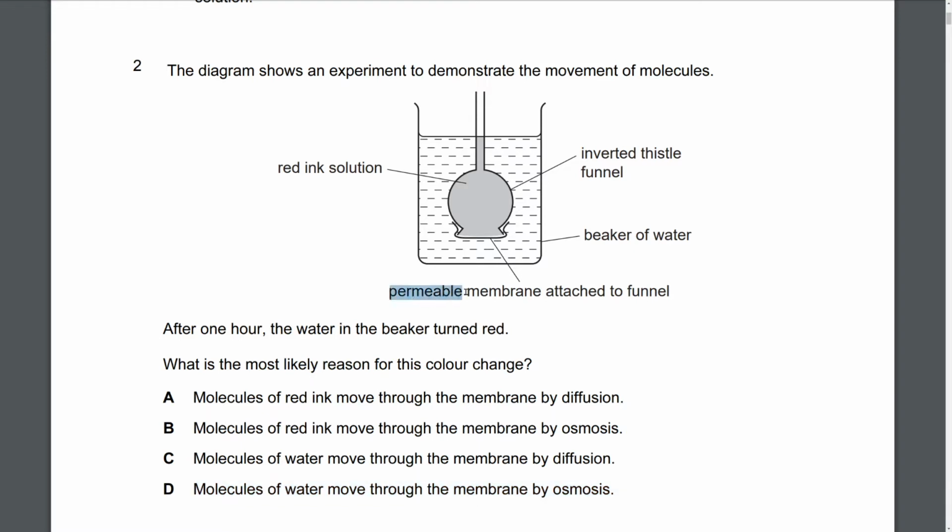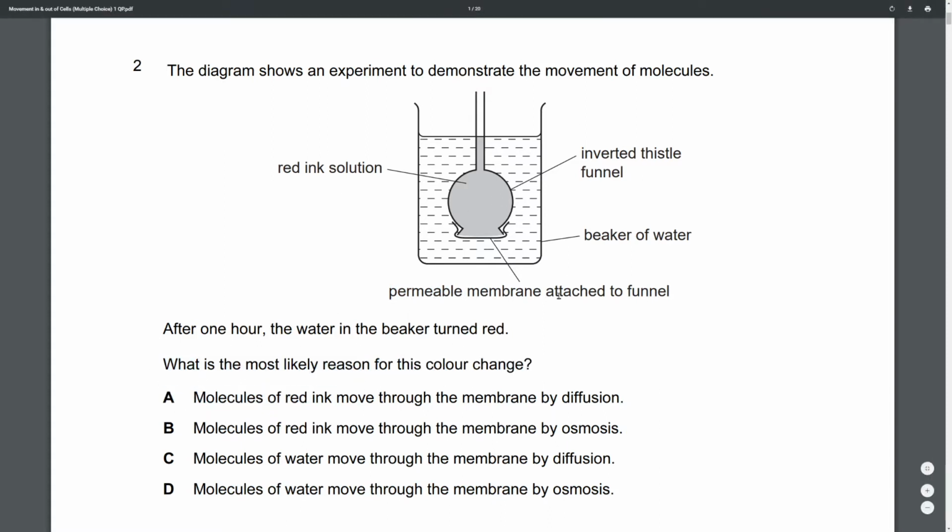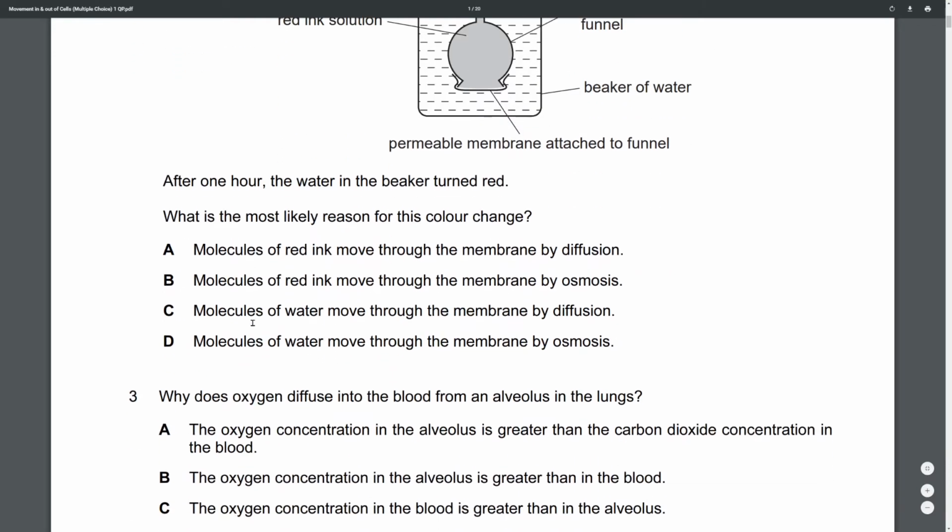But in this case, it says there is a permeable membrane, so you want to always read the question. And this would be A. Molecules of red ink would move through the membrane by diffusion. Why through the membrane? Because it says the beaker turns red after 1 hour.